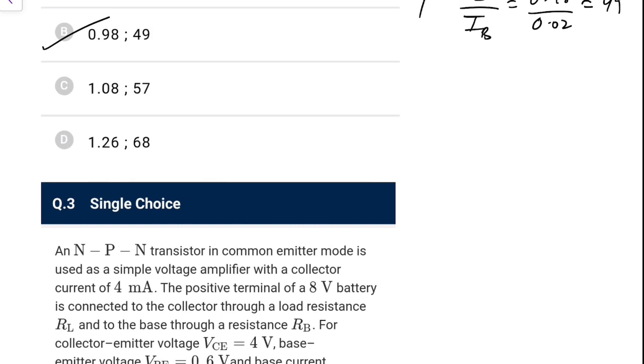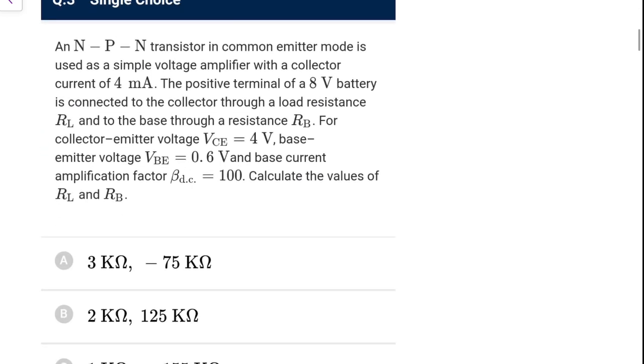Okay, next we move on. The next is question number 3. An NPN transistor in common emitter mode is used as a simple voltage amplifier with a collector current of 4 milliampere. So just write it down, IC is 4 milliamperes. The positive terminal of an 8 volt battery is connected to the collector through a load resistance RL and to the base. So the same battery connects to the collector as well as to the base. One is RL, one is RB. VCE is 4, VBE is 0.6 and beta is 100. Calculate the value of RL and RB.